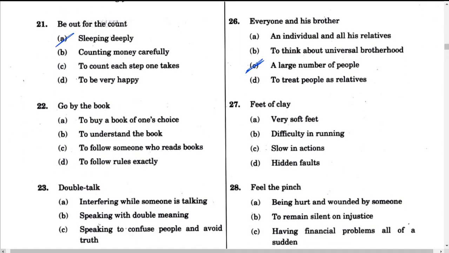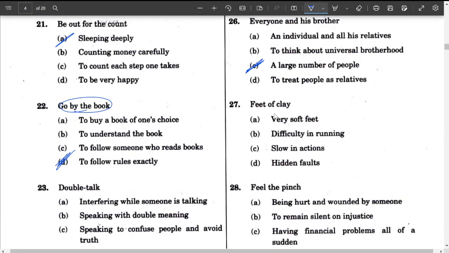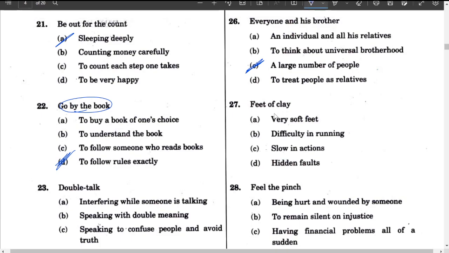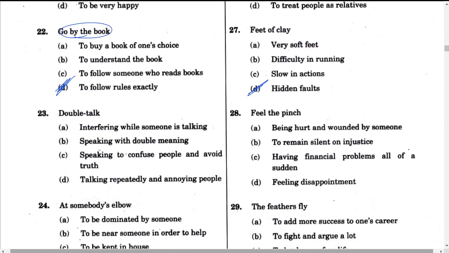Next, go by the book. Going by the book in the sense of following the rules. To buy the book, to understand the book, to follow someone, to follow the rules exactly. That is the fourth option. Next, fleet of the clay is to try to tell that you don't have any problem. It is simply hiding some mistakes. So very soft fleet, difficult in running, slow in actions, hidden faults. That is fourth one.